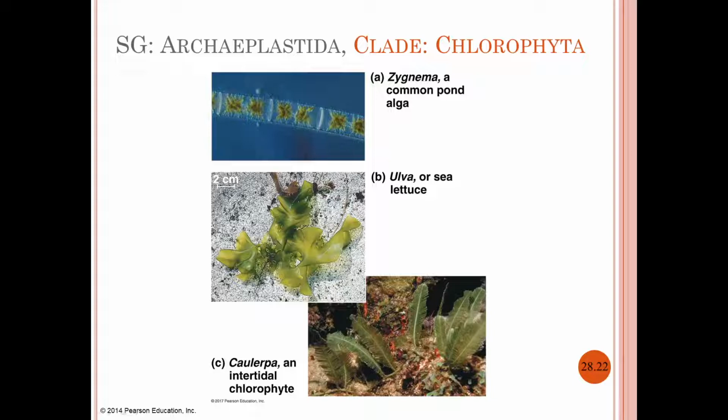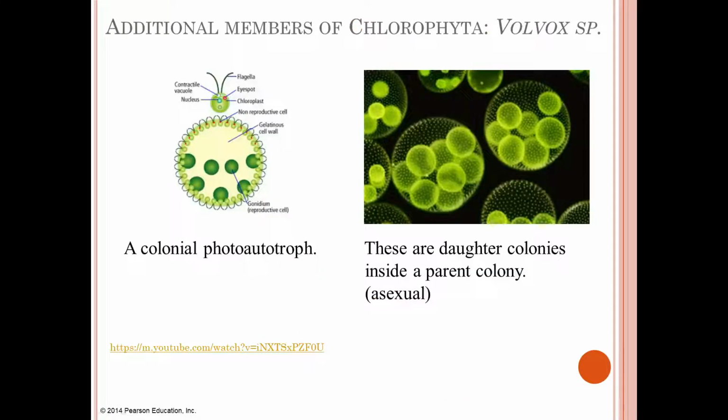Okay, two organisms that I want to highlight here that you guys are going to be looking at in the lab that are in Chlorophyta are Volvox and then this other organism called Spirogyra. So I highlighted this one already earlier, but again, this is daughter colonies that are inside the parent colony. So this is the parent colony, and then all of the smaller little beach balls, those are going to be your daughter colonies, and this is all due to asexual reproduction.